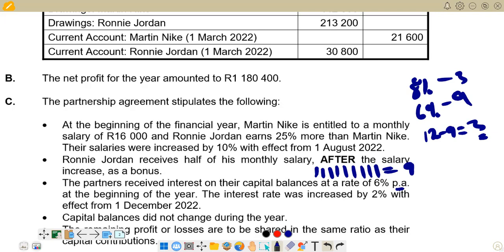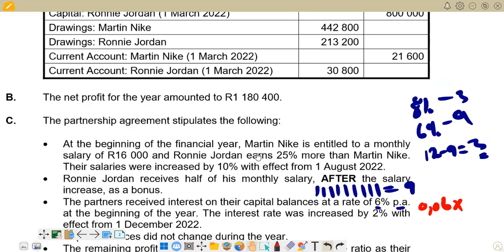So now we can calculate our interest on capital. Before it increased, for Martin, we are saying 6%, which as a decimal is 0.06. So we say 0.06, then we multiply by the capital for the partner.